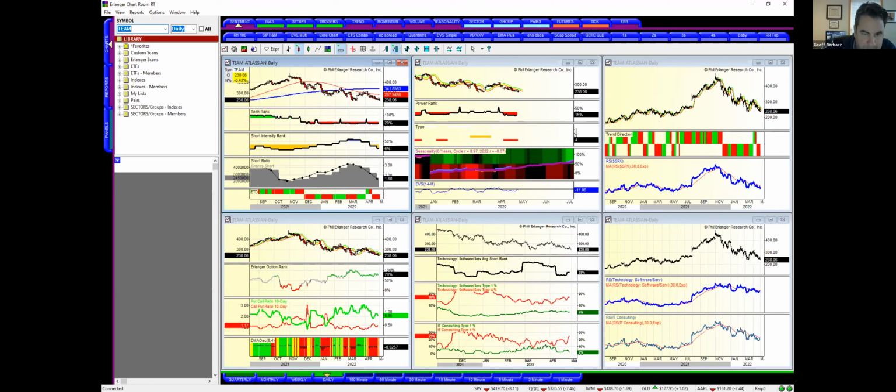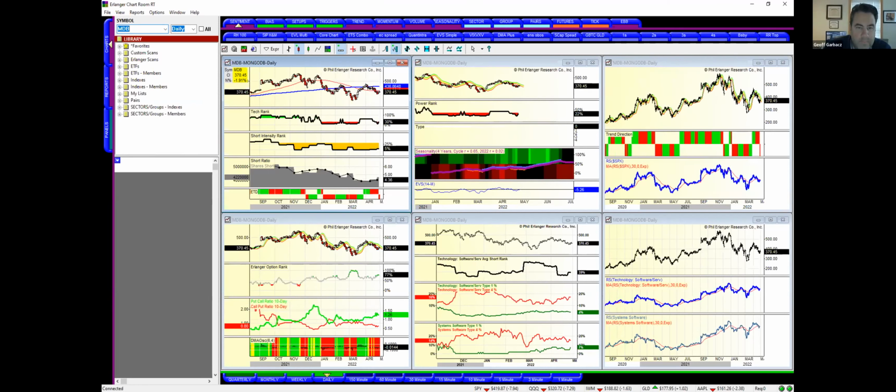Okay, the QQQ is now below the TDST. Let's go to MDB. Maybe the hope of a put squeeze now. Yeah, a few shorts have come in.